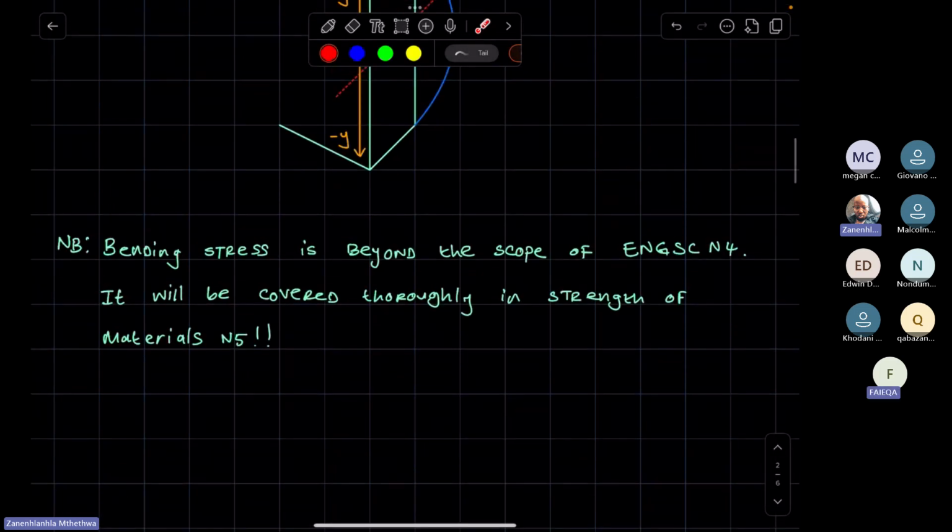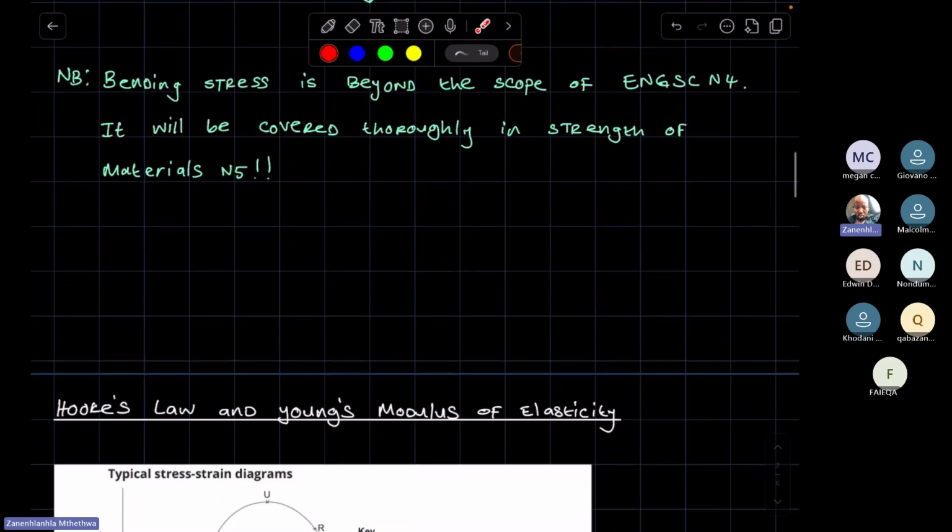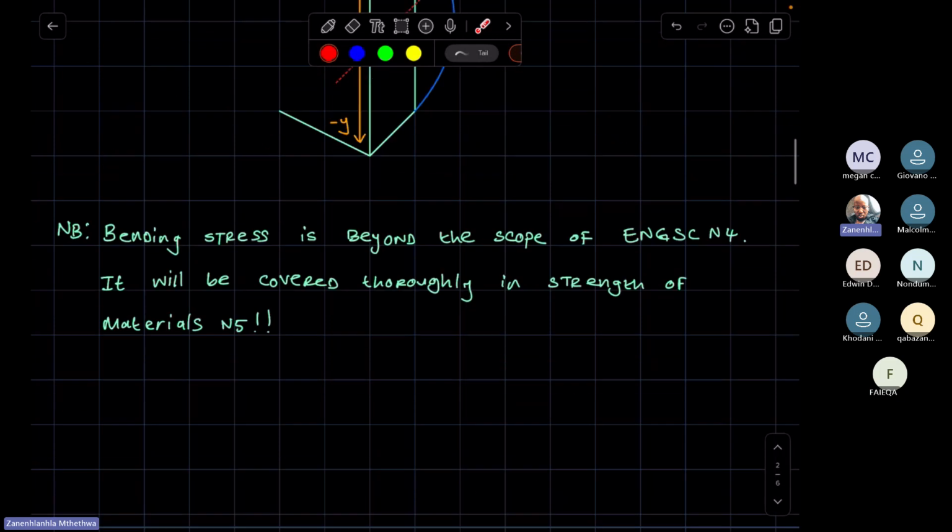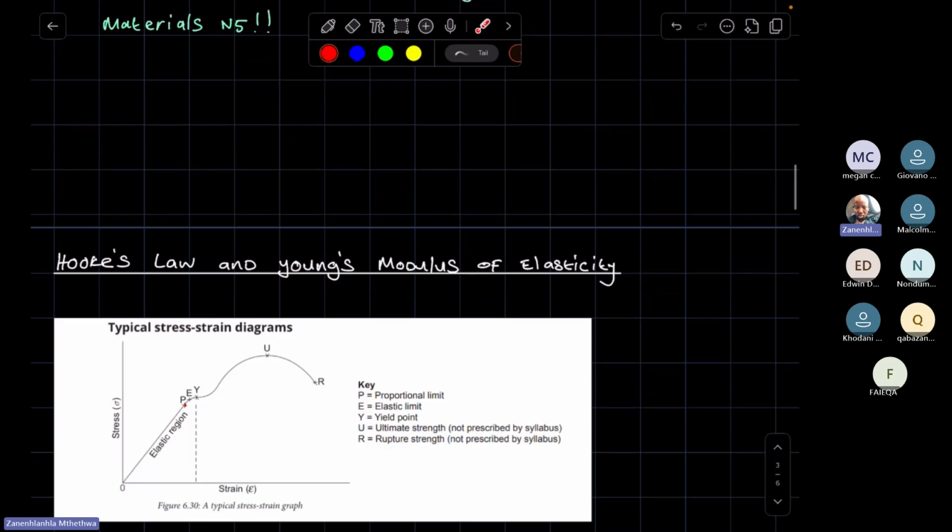Right now, I will be sending you this document, but I did mention here that bending stresses is beyond the scope of engineering science N4, right? And that you can expect to look at bending stresses when you guys do strength of materials in N5 and in N6. Right? Any questions so far?